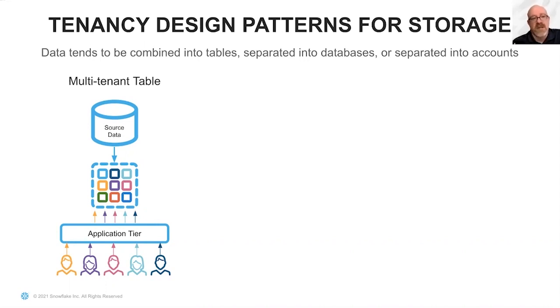And then all of our tenants are going to come through an application tier, and either the application tier is going to inject where clauses, or you're going to use Snowflake row level security to make sure that the orange tenant only sees the orange slice and the purple tenant only sees the purple slice, et cetera, et cetera. So this is where we're going to rely very heavily on row level security or where clauses to control what the tenants see, but they're all going into a common set of objects.